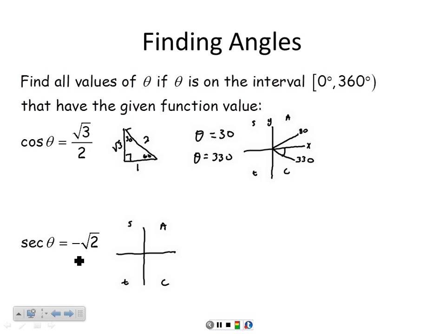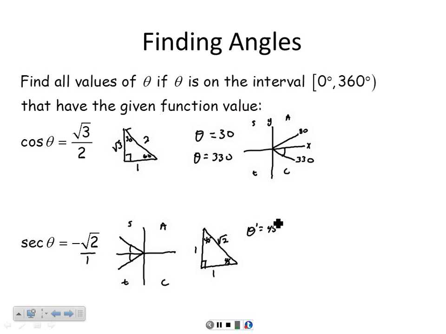So if we're at negative square root of 2, we know that our special right triangle that has a square root of 2 in it is our 45, 45, 90. Okay, and secant is hypotenuse over adjacent. So if we're looking for an angle that has hypotenuse over adjacent, we're talking about a 45-degree angle. So we're looking at 45 degrees here, and we're looking at 45 degrees here. So the reference angle is going to be 45 degrees.